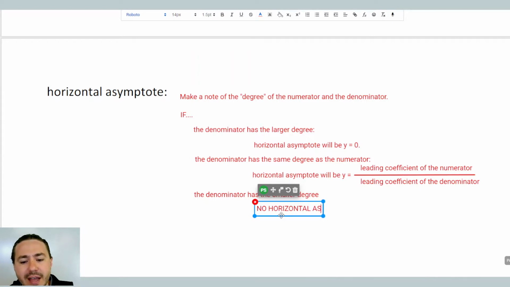Now, there is an asymptote that exists. It's just not going to be horizontal. It'll be some other shape, like a diagonal line or a slanted line. It might be parabolic. It might be cubic.